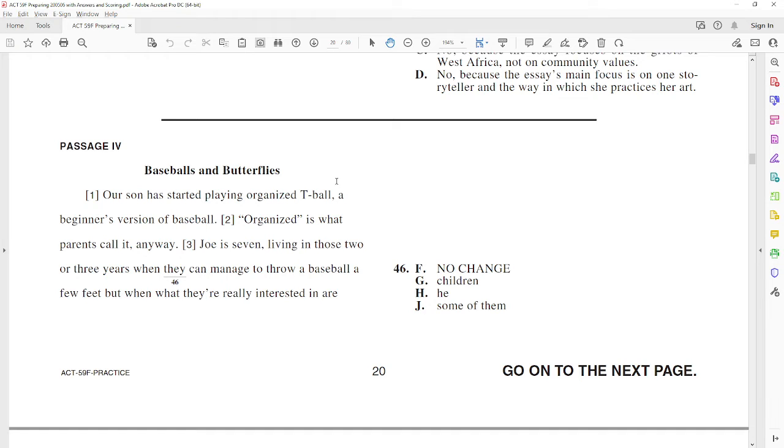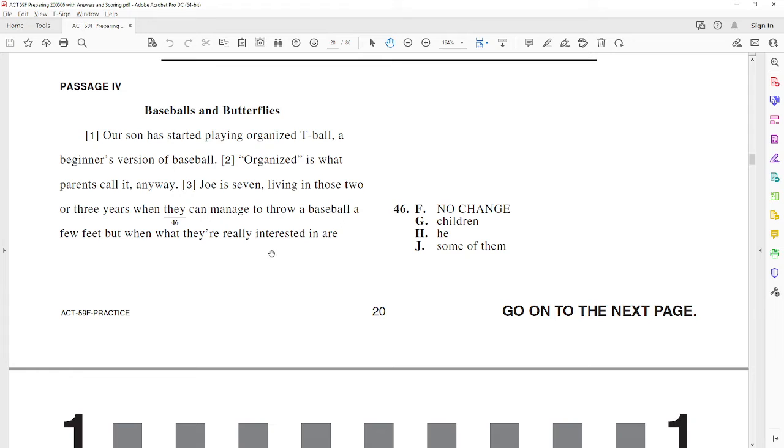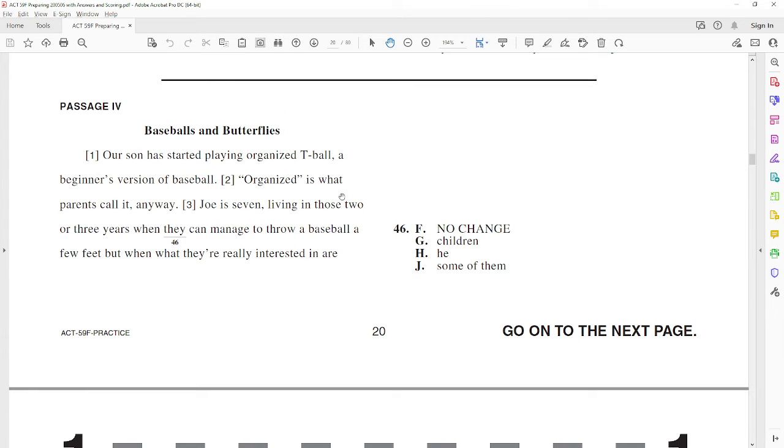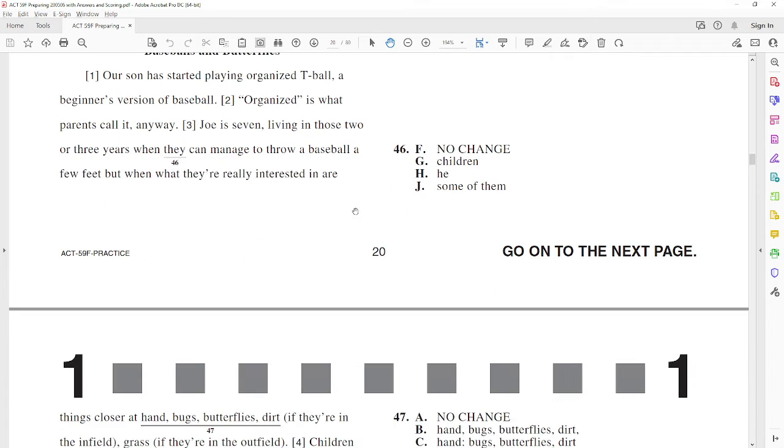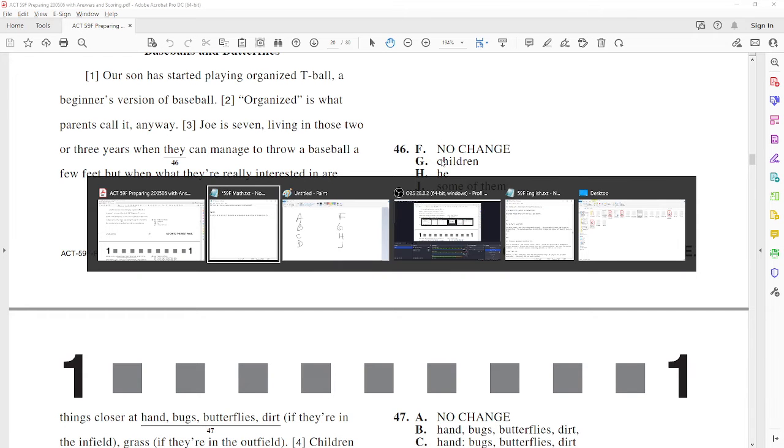Who is they referring to? Joe is 7. There has to be an antecedent. Living in those 2 years when they who? Our son is starting playing organized t-ball, beginner's version of baseball. Is they referring to baseball? I don't know. There is no clear antecedent. So I say it's wrong. How would you fix it? Well, kids, when kids can manage to throw a baseball, or children can manage to throw a baseball, or even people can manage to throw a baseball, that's what I anticipate as the fix.